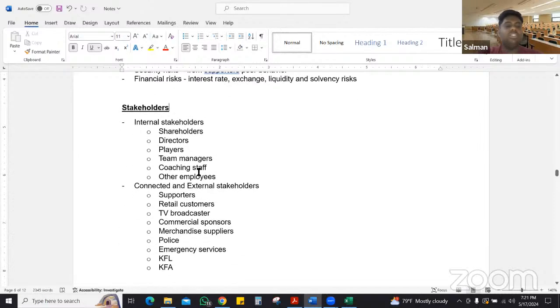So that's all about the main situation of the sport. Now we'll be looking at the stakeholders. If you look at internal stakeholders, we have shareholders.